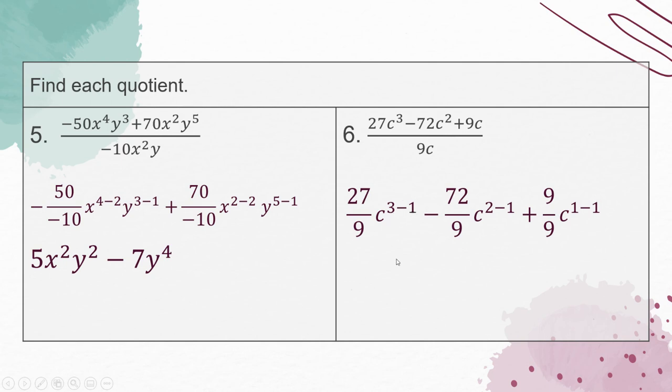27 divided by 9 gives us 3, and then subtracting the exponents, we get 3c squared. Negative 72 divided by 9 gives us negative 8. C to the 2 minus 1 simplifies to c, and then 9 divided by 9 is 1, and then we would be getting a 0 exponent here, which also equals 1. 1 times 1 is 1.